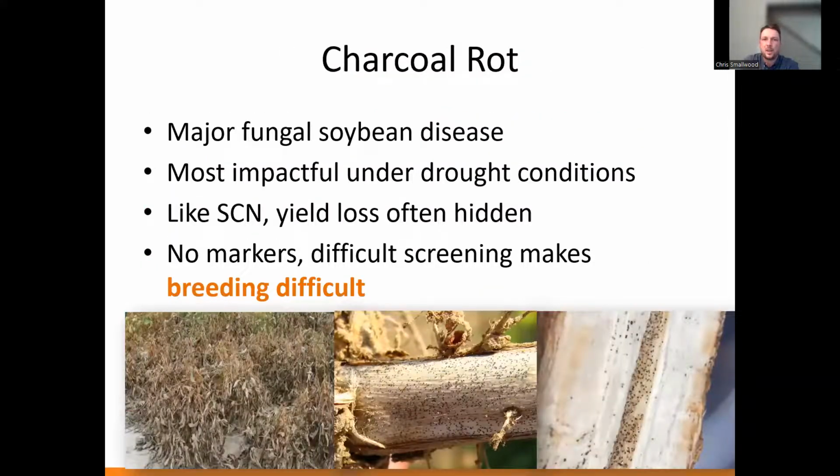I do want to talk a little bit about some of the other diseases that we work on, specifically charcoal rot, which is a major fungal soybean disease. It is most impactful under drought conditions. Like soybean cyst nematode, yield loss is often hidden, meaning that it's difficult to tell specifically without destructive methods. You can see below ripping the outer skin or cutting the plant in half. The severity of infection can certainly impact yield, and often does, particularly in rain-fed fields. There are presently no molecular markers and a difficult screening process, and these combine to make breeding difficult for this trait.